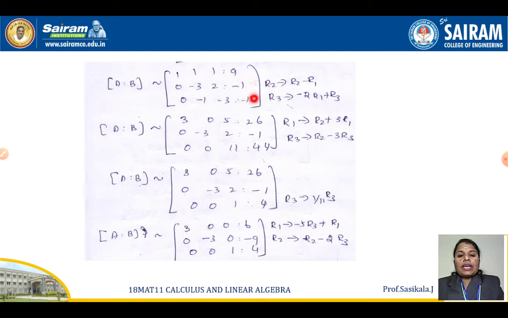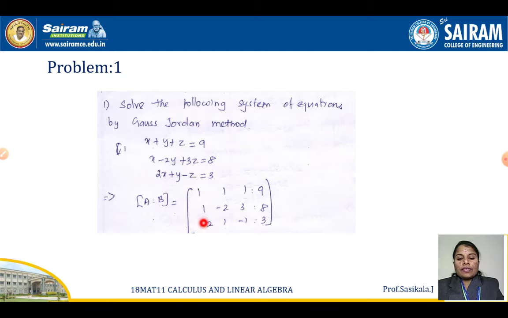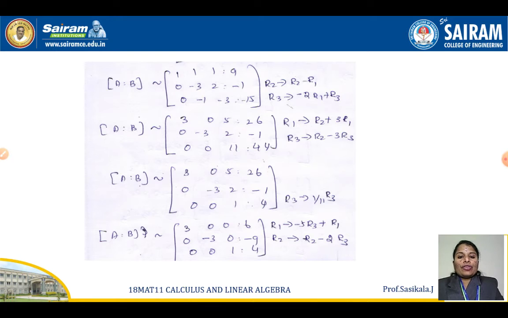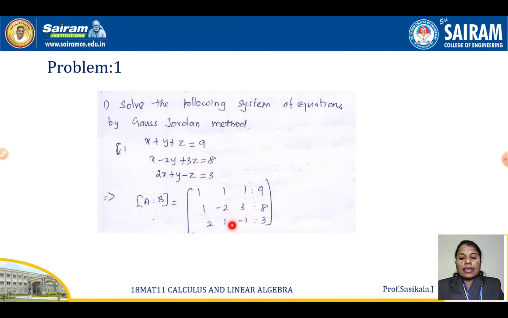Similarly, you can go to the third row. In the third row I have 2 as the first element. To make it 0, I need a minus 2, so use your first row. I am going to multiply R1 by 2 and subtract it from R3. So R3 implies R3 minus 2 into R1. Multiplying by 2, here it will be 2, 2, 2, 18.